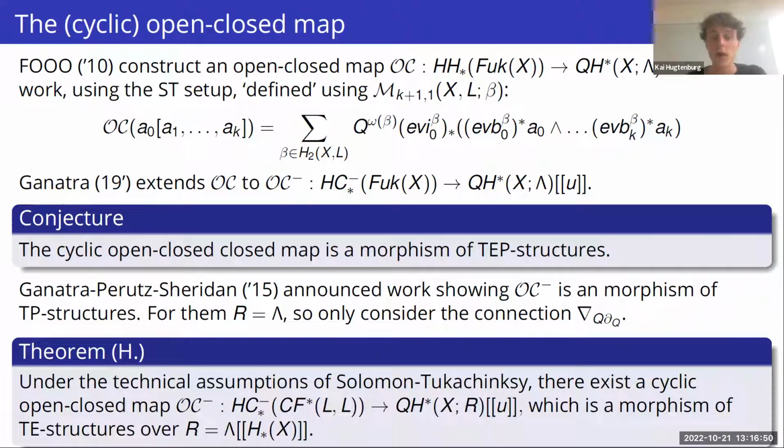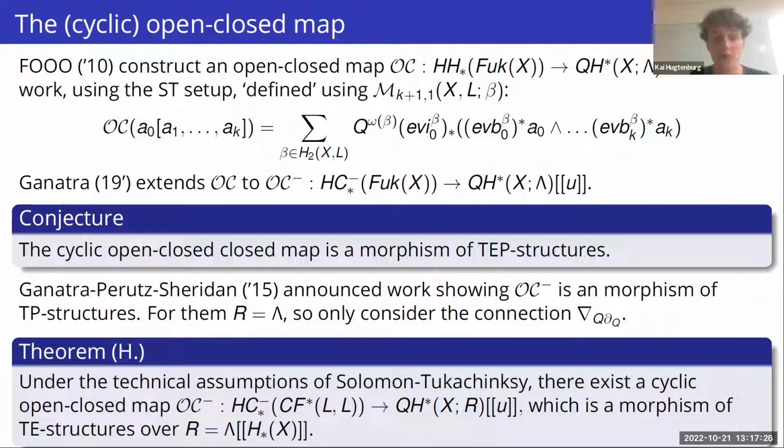So what do I do? I work in this technical setup of Solomon-Tukachinsky, and I also construct a negative cyclic open-closed map, which will map the negative cyclic homology of the Floer cohomology of a single Lagrangian to the quantum TEP structure. And I show that it respects both the connection in all the base directions, where I'm now working over all possible bulk deformations, and the connection in the E direction. But unfortunately, I'm not able to consider the P structure in this technical setup.